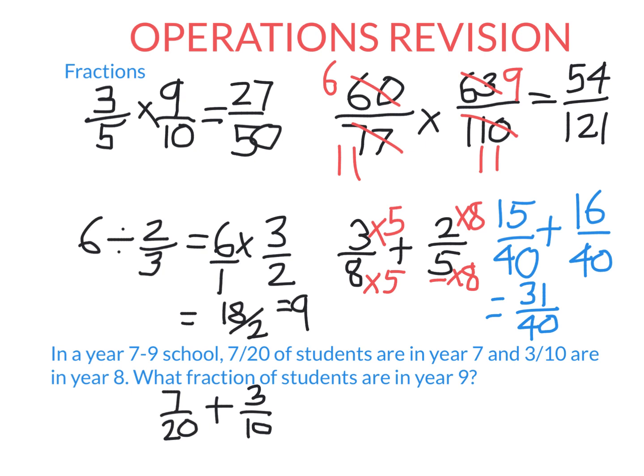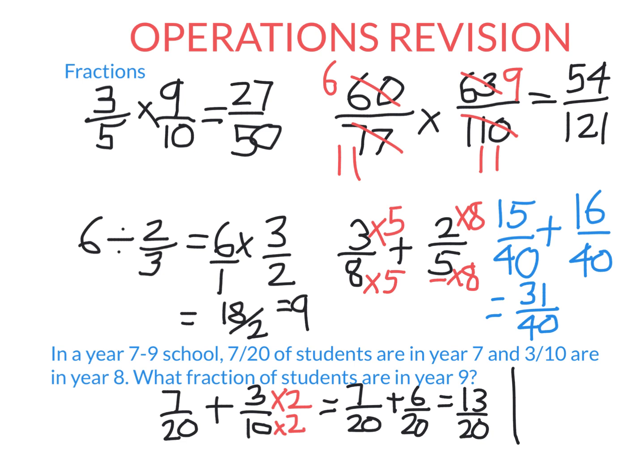So to add these two fractions, they need to have the same denominator. If I times 10 by 2, its denominator is 20. If I times the bottom by 2, I times the top by 2. So what I actually have is 7 over 20 plus 6 over 20, which is equal to 13 over 20. So 13/20ths of the students are in year 7 or 8. So what fraction of students remain? What fraction is left for year 9?